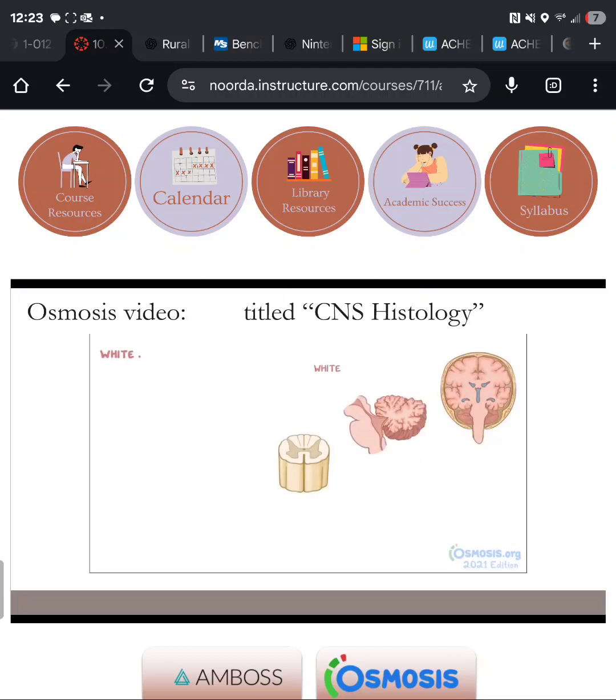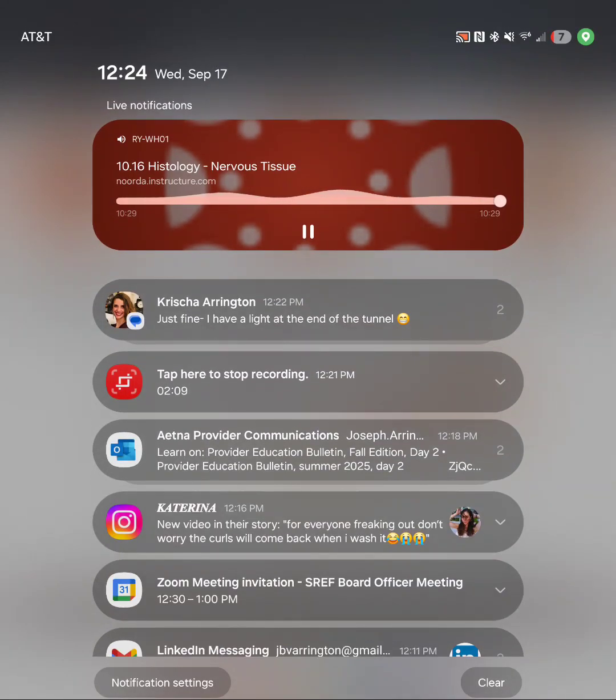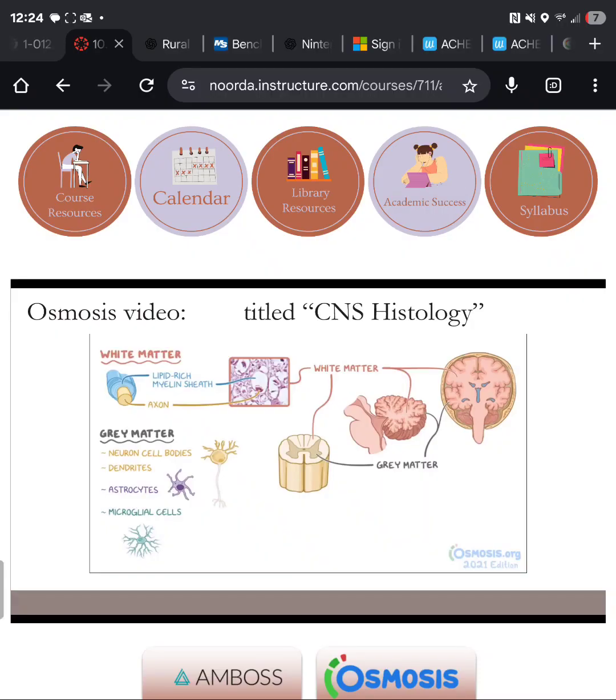Macroscopically, the CNS is made of white matter and gray matter. The difference in appearance is from the lipid-rich myelin sheaths that cover the axons present in white matter, whereas the gray matter consists mostly of neuron cell bodies, dendrites, astrocytes, and microglial cells. In this high-power image of white matter from the spinal cord, the axons are surrounded by clear white space, which is where the myelin was present before the tissue was processed to create the slide.